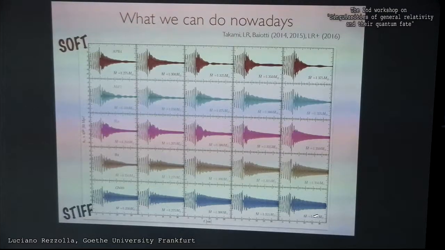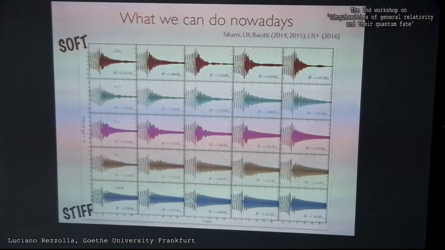By contrast, if you have a stiff equation of state, you have a bulky object which is going around, producing large gravitational waves, and you see the amplitude here is comparable, maybe 50% of the pre-merger. Also, you can appreciate this is a high frequency signal, this is a low frequency signal. Again, soft means more compact, or higher frequency. And of course, there are intermediate cases, there is a continuum as you crank up stiffness in this respect.